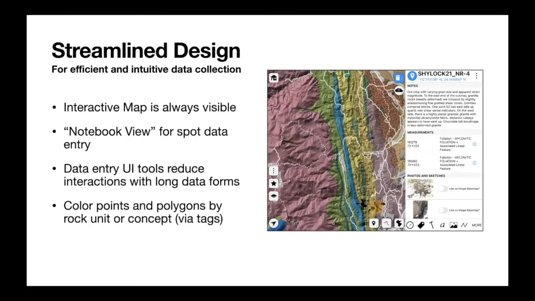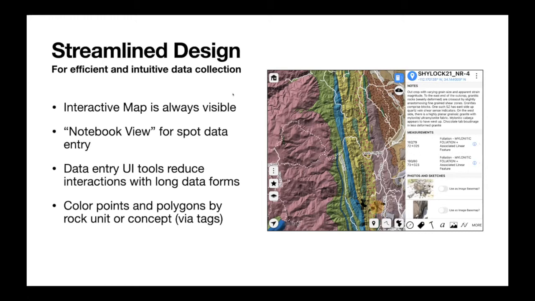So basically, our main goal is to have an app that has a streamlined design for efficient and intuitive data collection in the field. Some key things that are new: the map is always visible and fully interactive, even if other things are partially in front of it. We have a notebook view for spot data entry, which allows you to see all of the data you've collected at a spot summarized. And we've created data entry tools that reduce the interactions you have with long data forms, so it's much more touch-based and intuitive when inputting data.